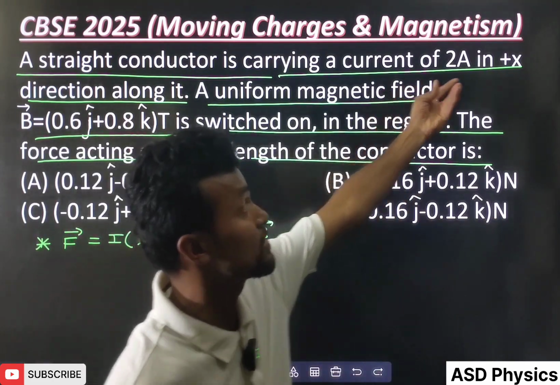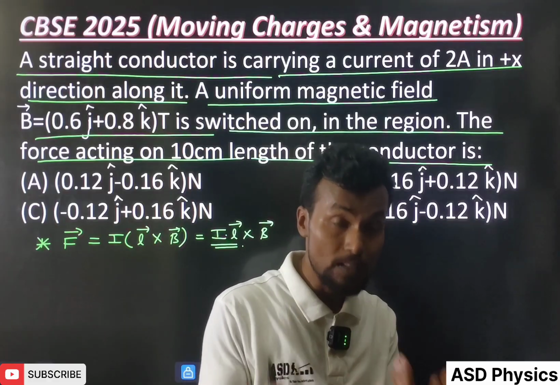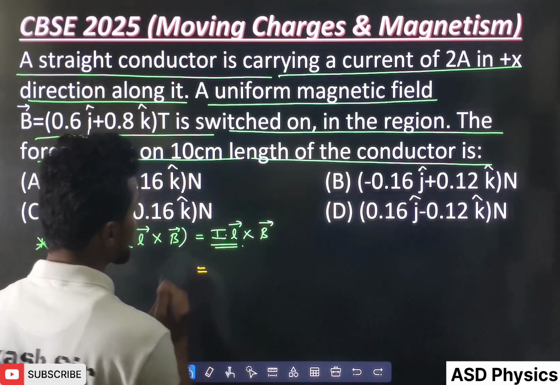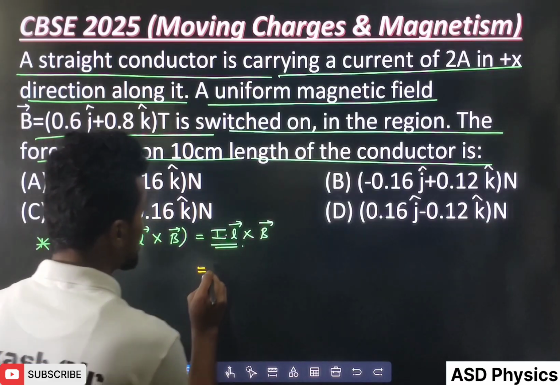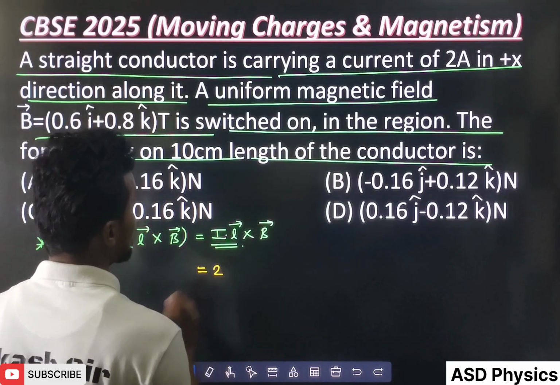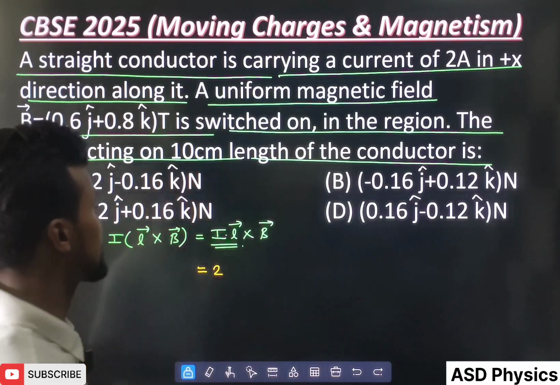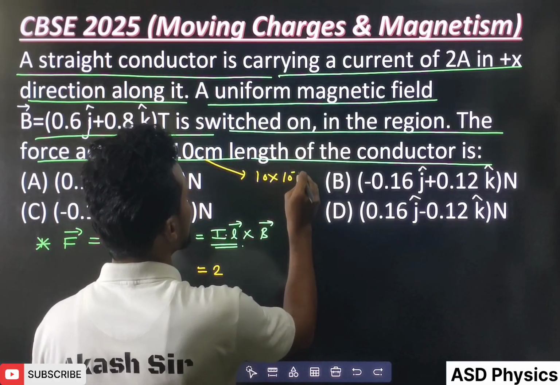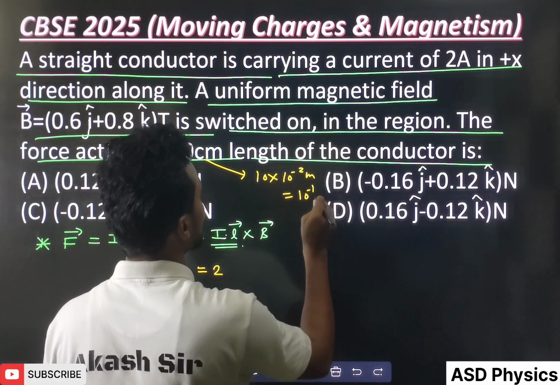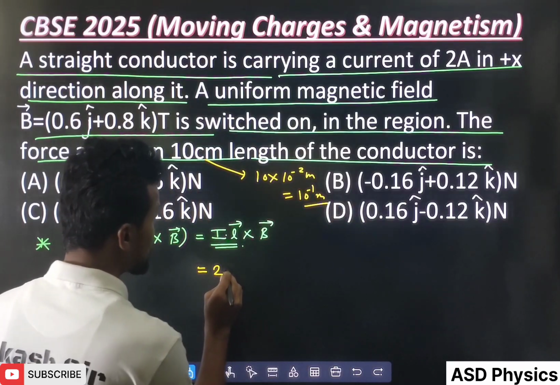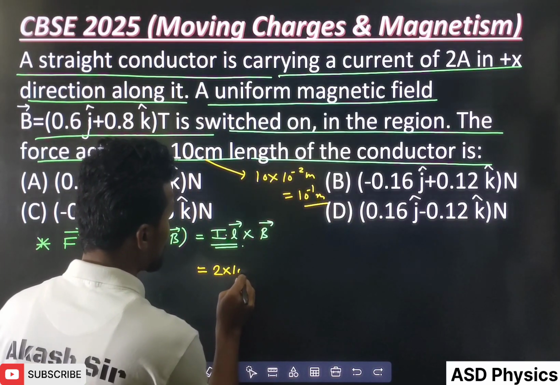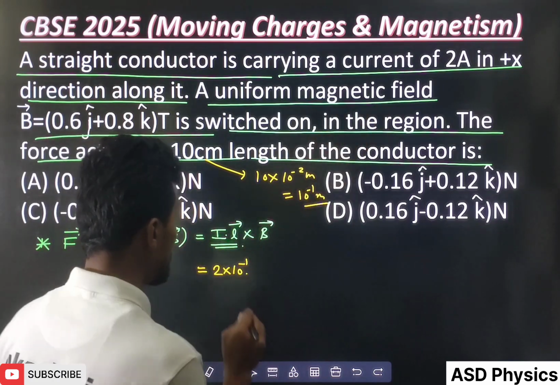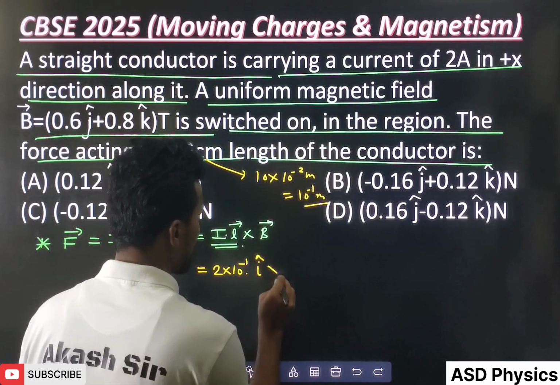This is always along the direction of the current. Current is flowing in which direction? Positive x direction. That means the current element is in the positive x direction. Okay students, so let's put the values here. Current how much is given here? 2. And length how much is given? Length is 10 centimeter. That means we can write 10 into 10 power minus 2 meter, that means 10 power minus 1 meter. So I can write 10 to the power minus 1 meter, in positive x direction, unit vector i cap.